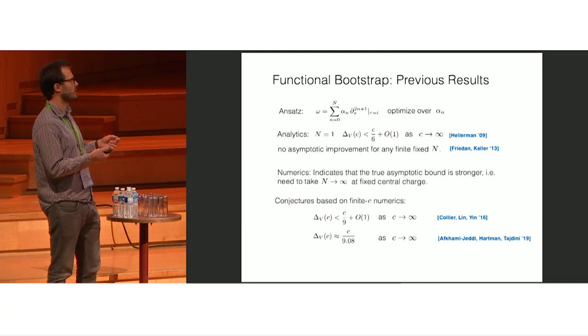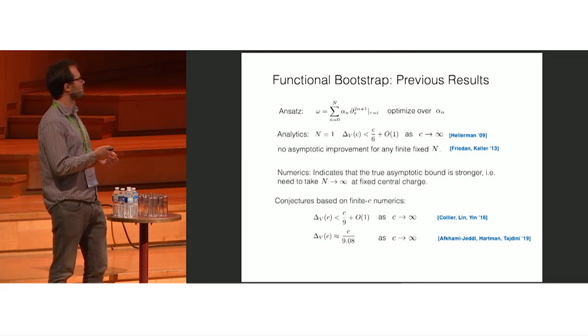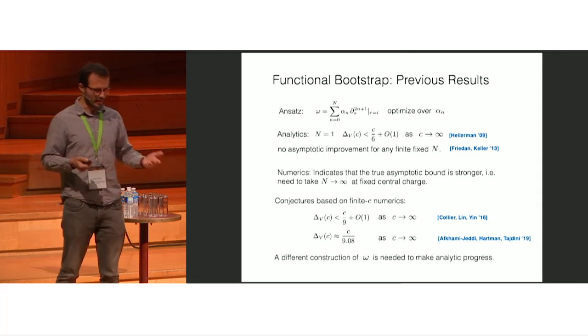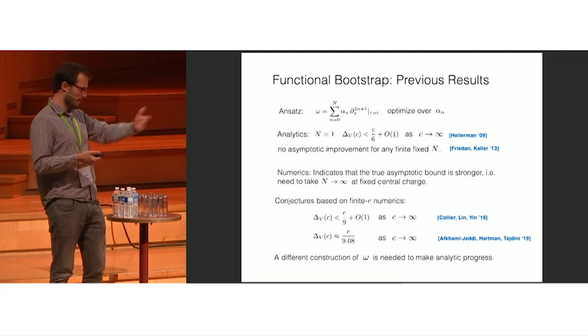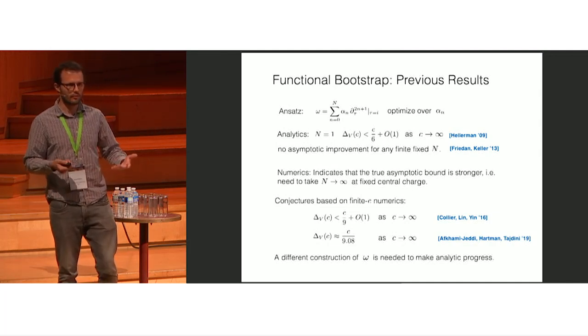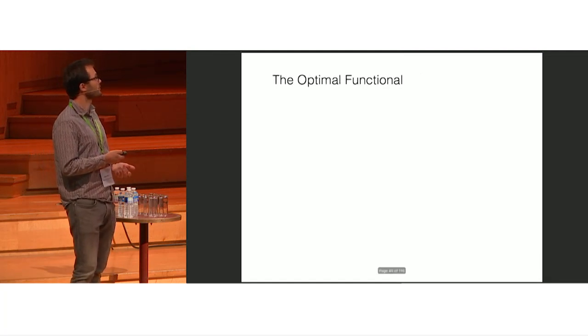There was a paper by Collier, Lin, and Yin, and Afkhami-Jeddi, Hartman, and Tajdini very recently. But we would like to make progress analytically, not numerically, and at arbitrary large c, so for that, we really need a different construction of this functional omega to make some analytic progress.